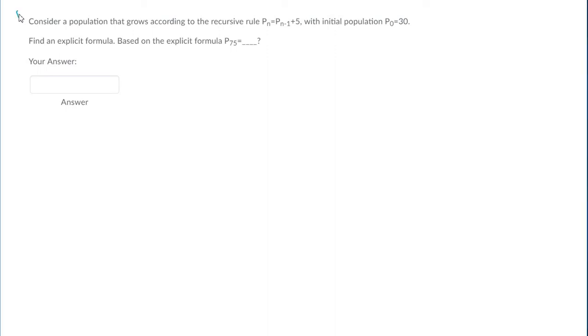In problem number 5 here, this is a recursive rule, which means I do need to generate the previous values. So let's begin generating values. When n is 0, what do I have? Now remember, what we're saying here is each term is equal to the prior term, the previous term, plus 5.